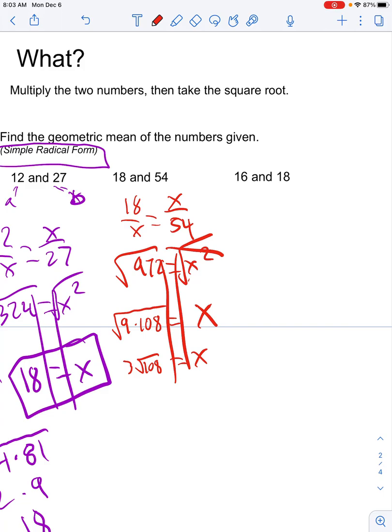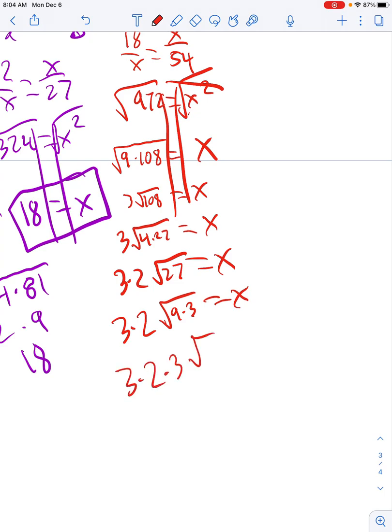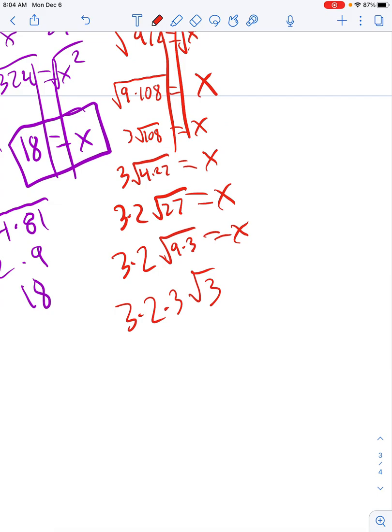I bet I can split up 108 again. We're going to say that 4 times 27 is the same thing. So 3 times 2 times the square root of 27. And I think we can keep going. So again, I'm doing it step by step because I wasn't sure. I know that this is the same as 9 times 3. So when I finally am done, I'm going to get 3 times 2 times 3 is 18 square root 3.